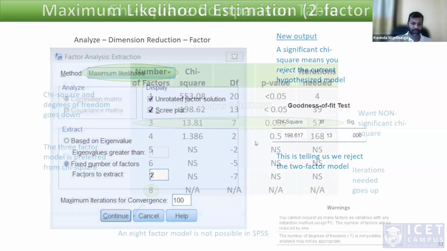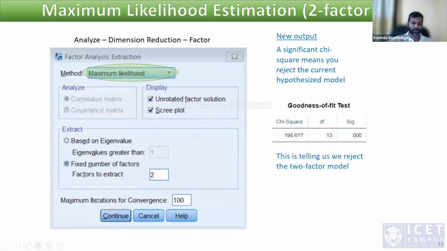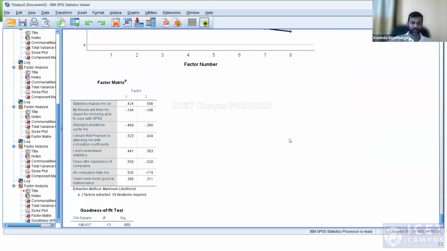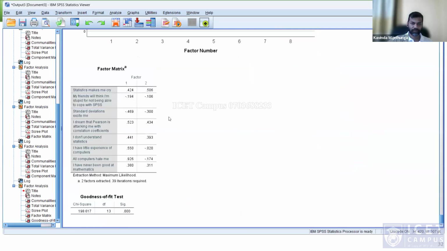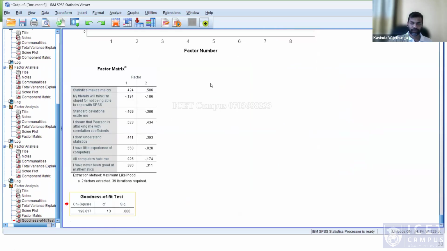Here the new thing is, you can see the chi-square value. The chi-square value is 198.617. This is telling us we reject the two-factor model.